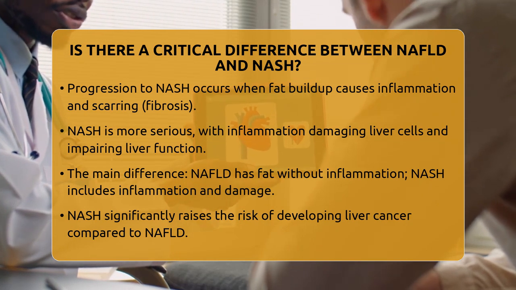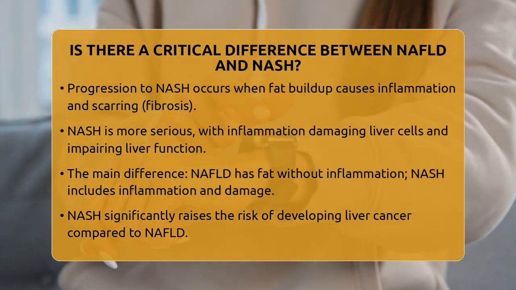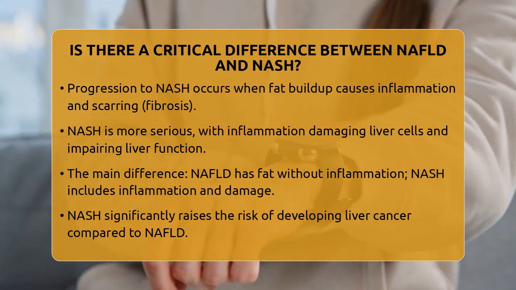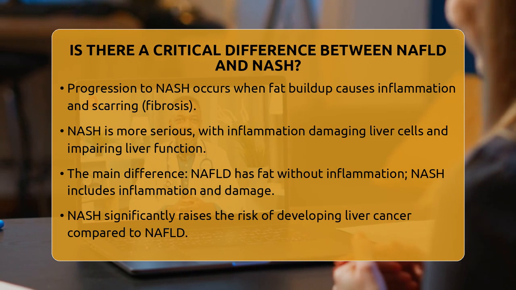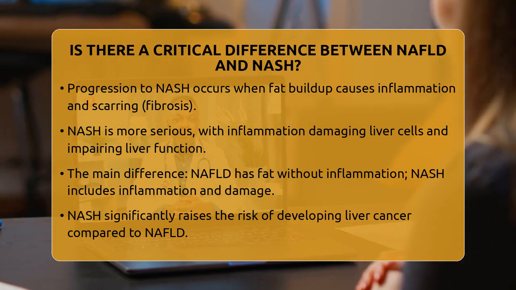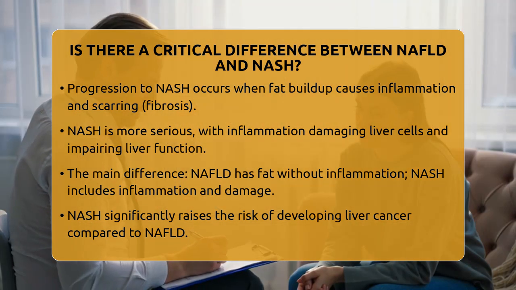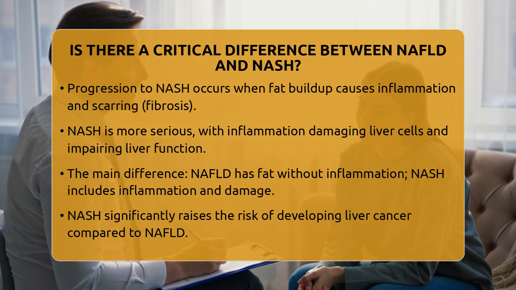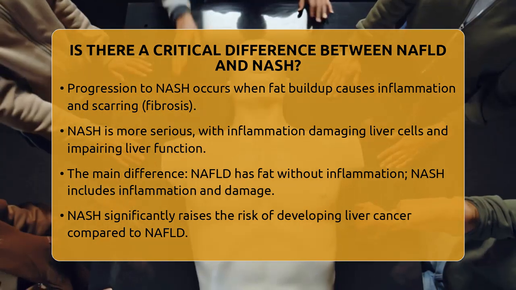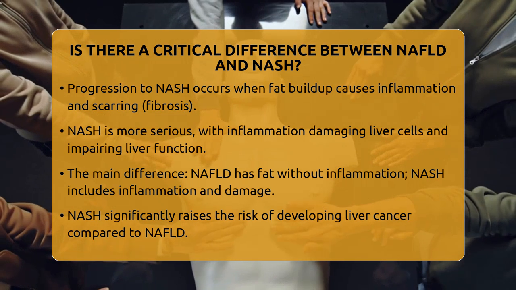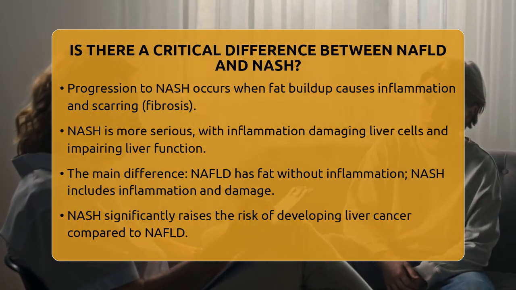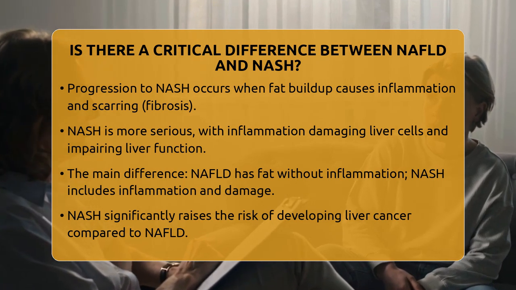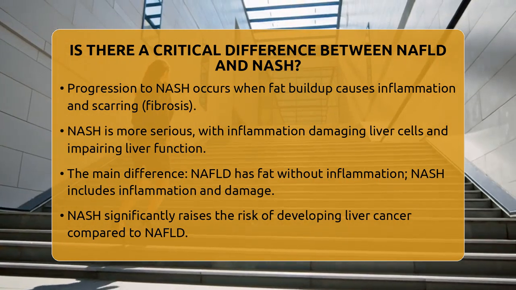The key difference between NAFLD and NASH is that NAFLD involves fat in the liver without much inflammation or scarring. NASH, on the other hand, includes inflammation and damage, making it a more aggressive disease. This difference matters because NASH increases the risk of developing liver cancer much more than NAFLD alone. Studies show that people with NAFLD are about 7 times more likely to develop liver cancer than the general population.